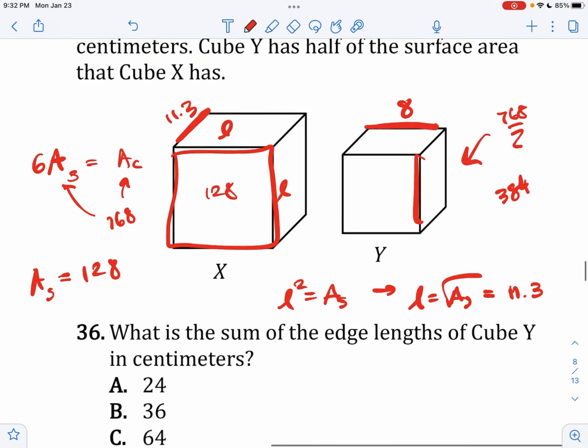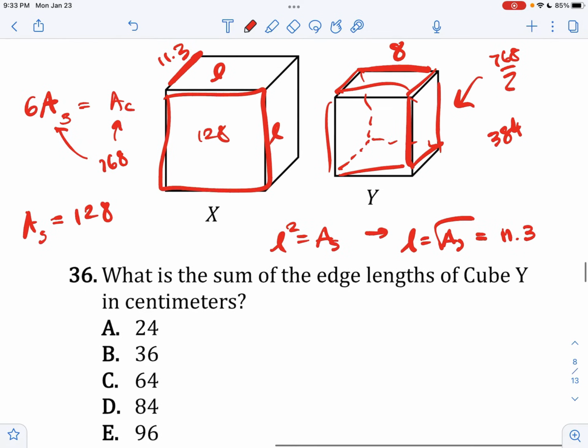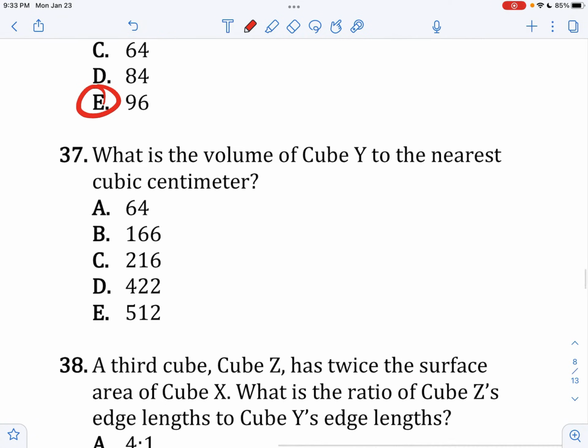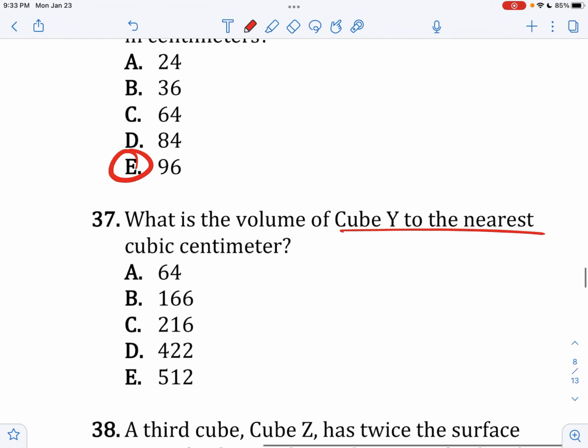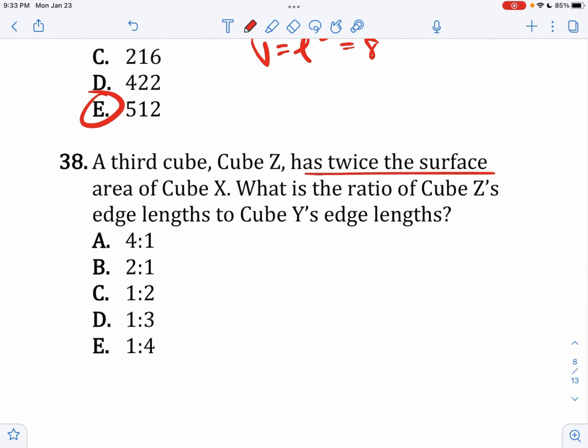Okay, sum of the edge lengths. So how many edge lengths are there? 1, 2, 3, 4, 5, 6, 7, 8, 9, 10, 11, 12. So 12 times 8, what is that? 96. What is the volume of cube y to the nearest cubic centimeter? Volume is equal to length to the third, so there's going to be 8 to the third, which gives you 512.